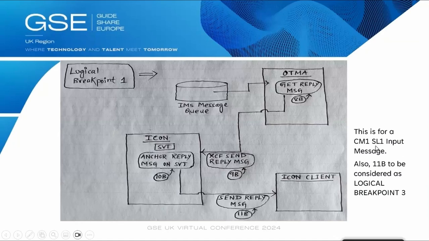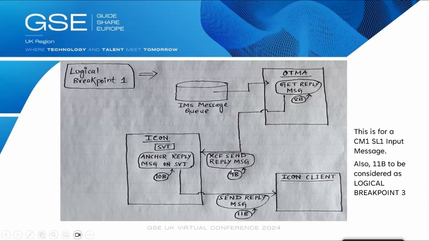Remember, now we are considering SL1. SL1 means that the OTMA client has to send either an ACK or a NAC. So after IMS OTMA sends the reply message to IMS Connect via XCF, IMS OTMA has to wait for an ACK or a NAC message.